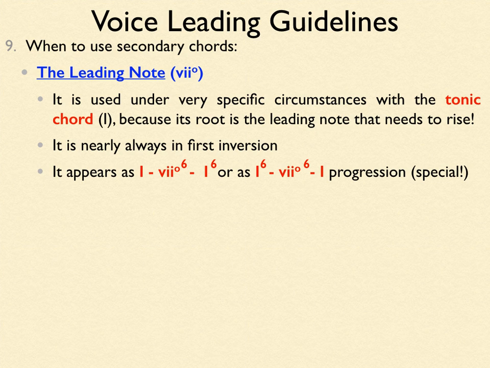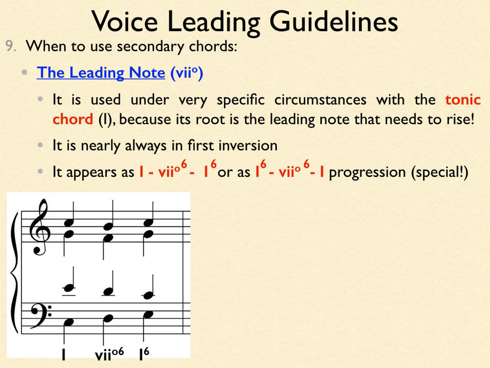So chord 7 is usually used in first inversion, and you can see here that it's flanked on either side by a chord 1, one of which is in root position and the other is in first inversion. Or you can swap those chord 1s about. You have the first inversion tonic chord first, followed by your leading note chord in first inversion, and then your tonic chord in root position. So that's quite a special example of when you use your leading note chord.